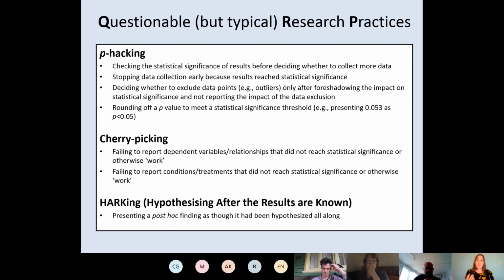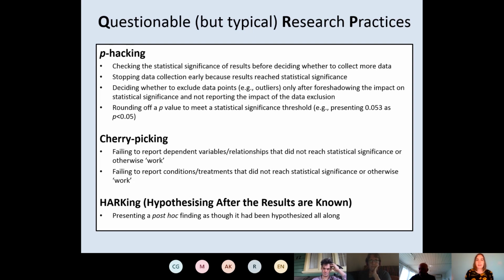It also can refer to when you decide how to include or exclude data points like outliers. If you do this after you look at your data and see whether that's going to impact how cool and notable the result is, rather than before, it can inflate your chances of finding results that are driven by that choice rather than by any true underlying ecological relationship.